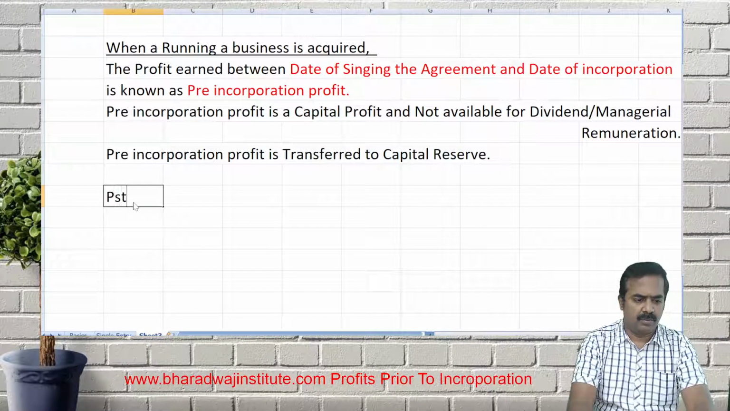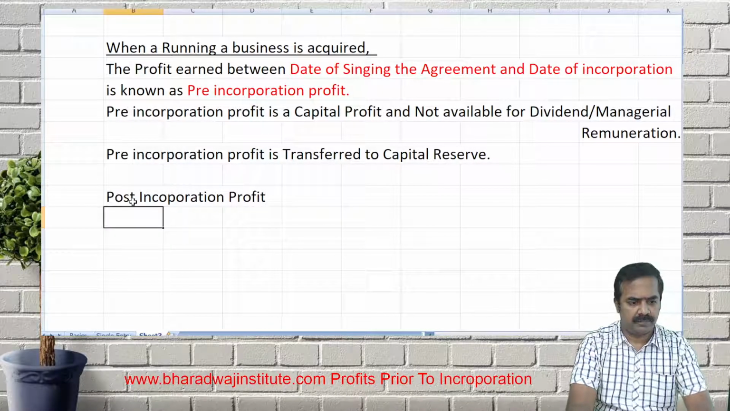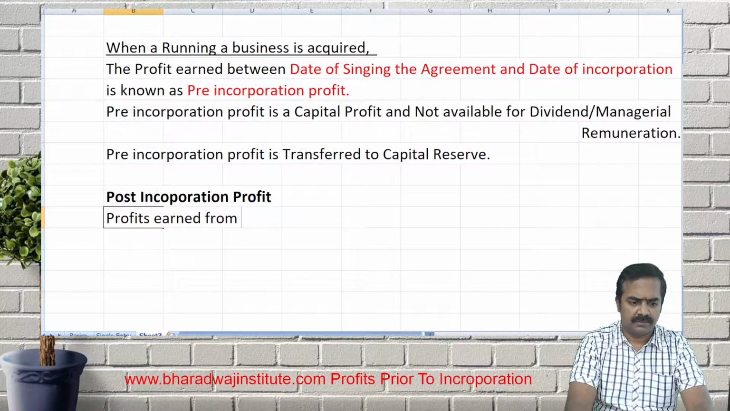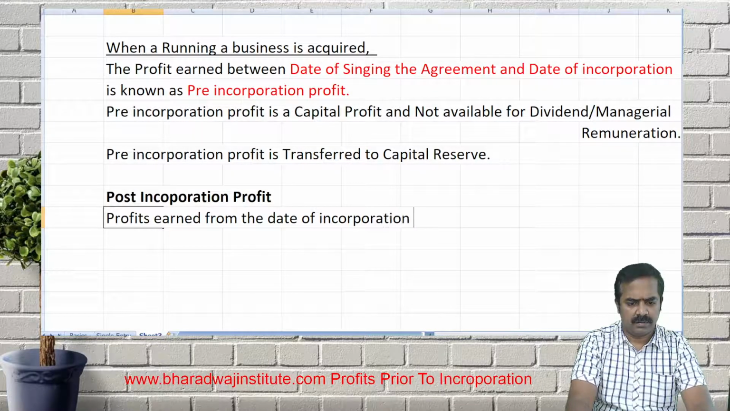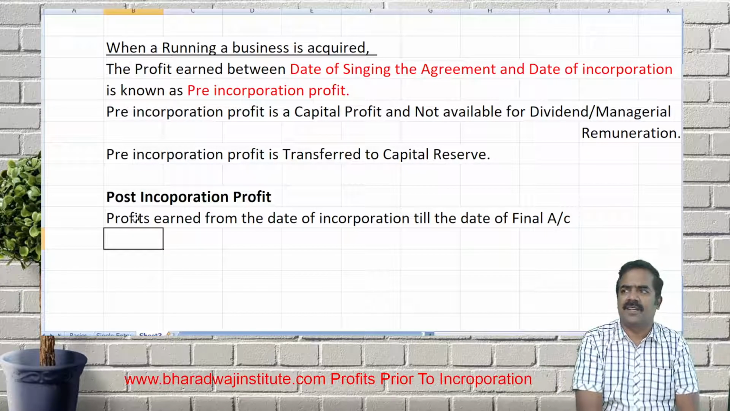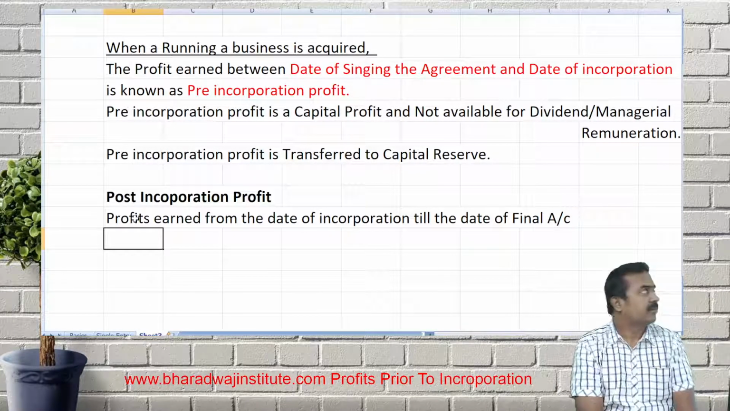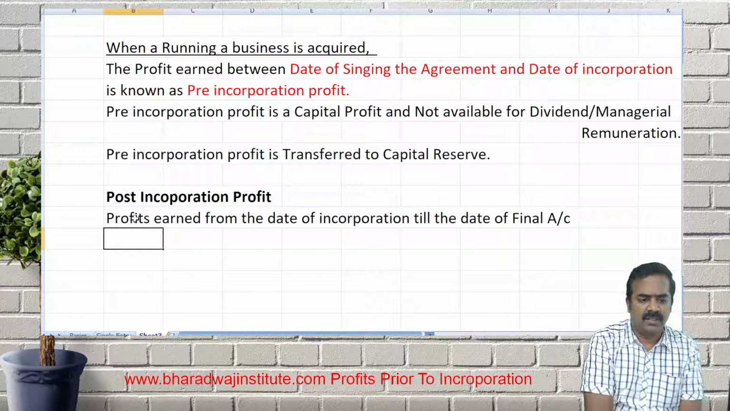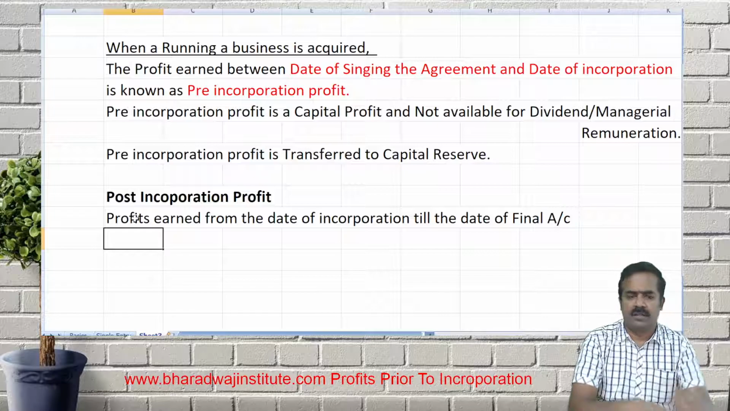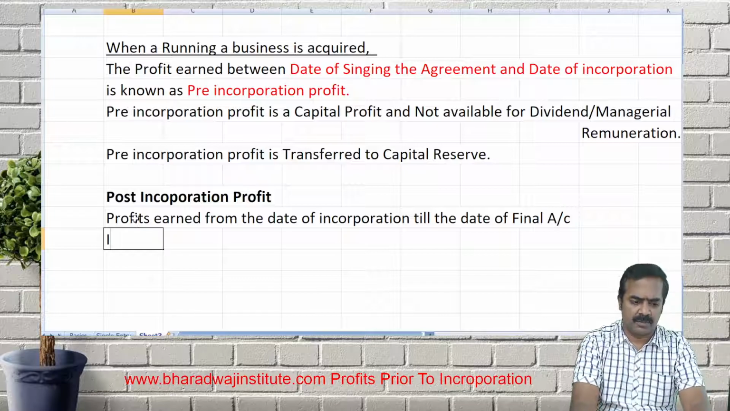Next, post-incorporation profit. Profits earned from the date of incorporation till the date of which one? Final accounts. So this trouble of pre and post-incorporation profit arises every year or only during the first year of operation? Only during the first year of operation. So post-incorporation profit: profit earned from the date of incorporation till the date of final accounts. That is called post-incorporation profit.